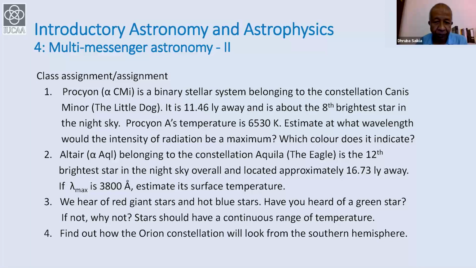Okay, I'll post this. This is just for you to practice a little bit at home, applying Wien's displacement law. I've just given two stars. You can do it for more stars as you like. The third question we already discussed in class, and you gave the answers. And for the fourth one, I want you to play around and find out how the Orion constellation looks when you view it from the southern hemisphere, say from Australia or Chile or South Africa. What would it look like? Okay.